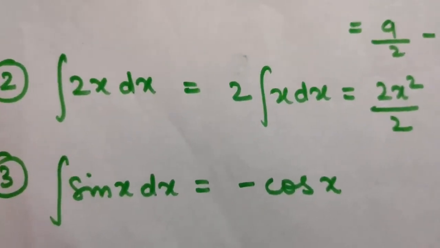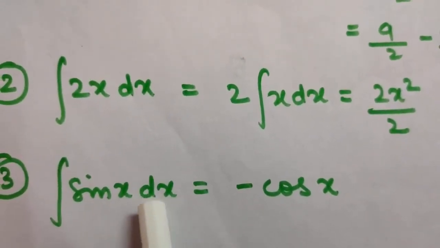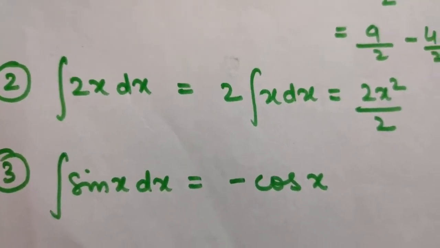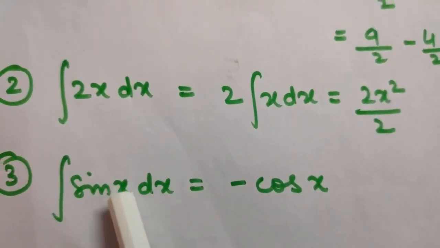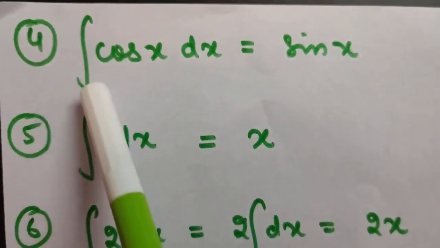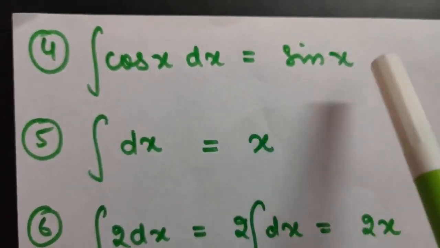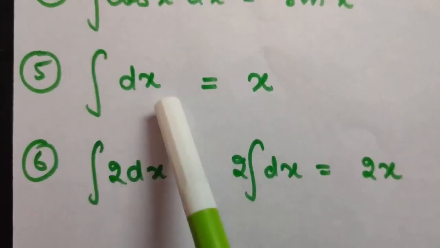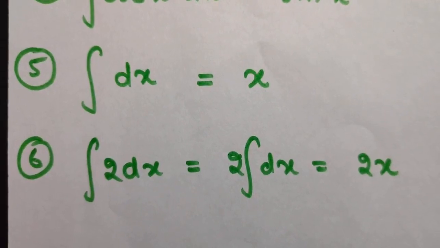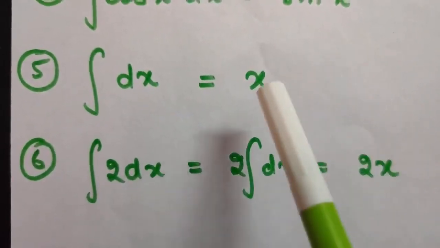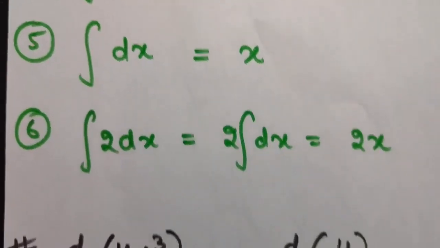Okay, so next, integration of sin x is equal to minus cos x. Okay, differentiation of sin x is cos x and integration of sin x is minus cos x. Okay, integration of cos x is sin x. Okay, you have to learn this. Okay, now integration of dx. If nothing is there, only dx is there, then integration of dx is always equal to x. Okay, remember this as well.